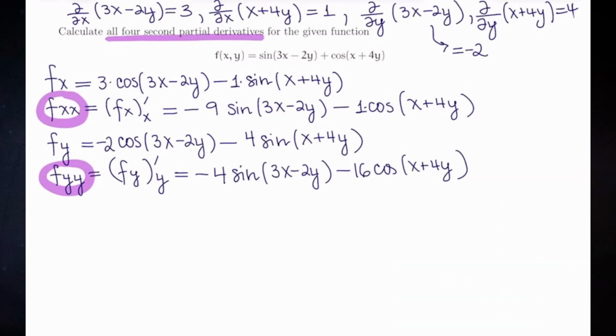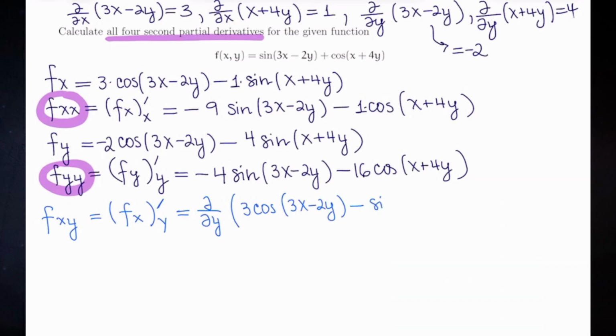What are those? Those are mixed second partial derivatives. Let me go ahead and switch color to differentiate it a little bit. So let's do f sub xy. What is that? It's the first derivative with respect to x differentiated with respect to y. So this would be d dy of which expression? That would be 3 cosine of 3x minus 2y minus sine of x plus 4y.